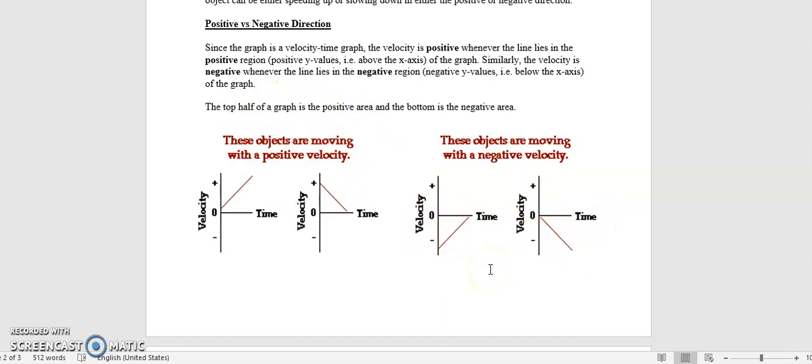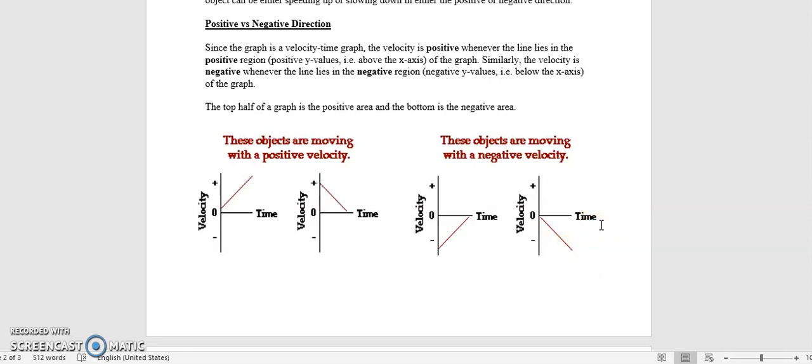Again, negative doesn't necessarily mean slowing down, it just means traveling in the negative direction. So in this case, this object would be slowing down in the negative direction. This object would be speeding up in the negative direction. Again, this is different than a position time graph as well.